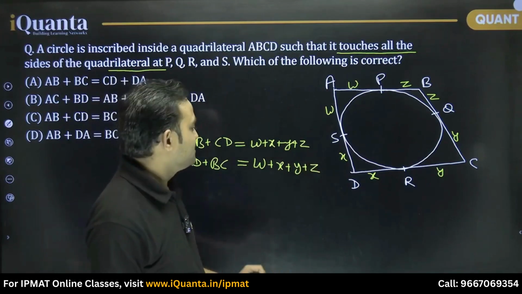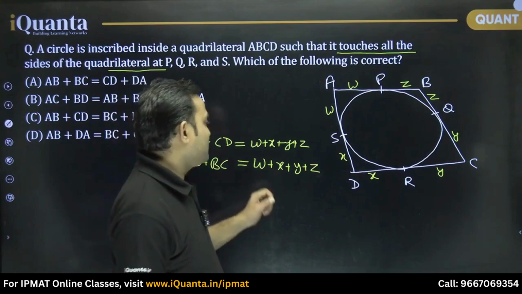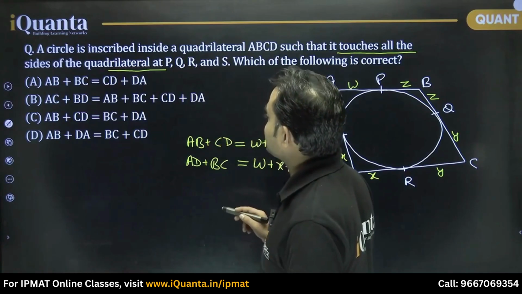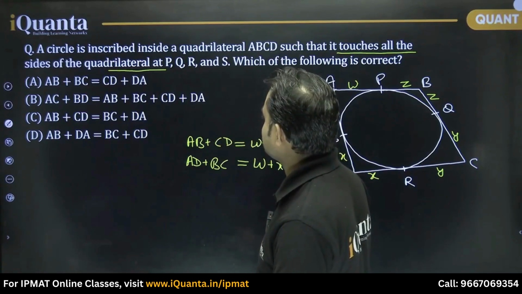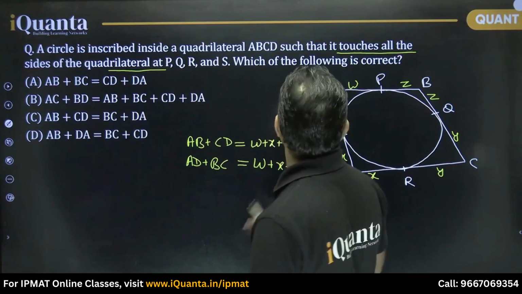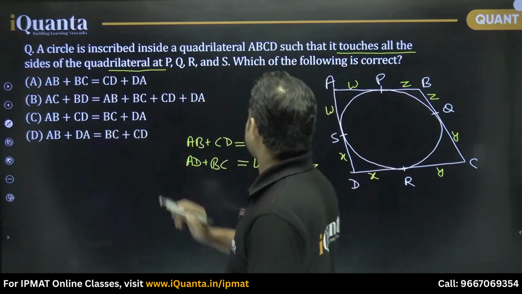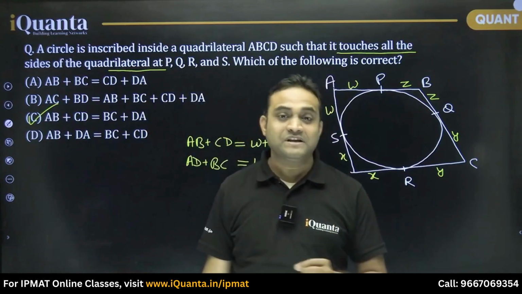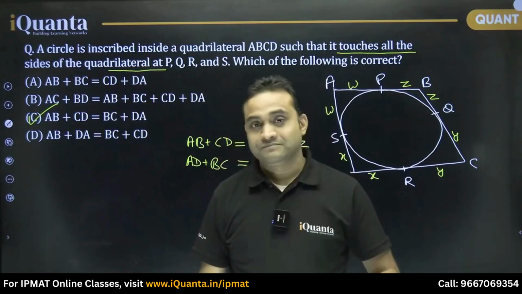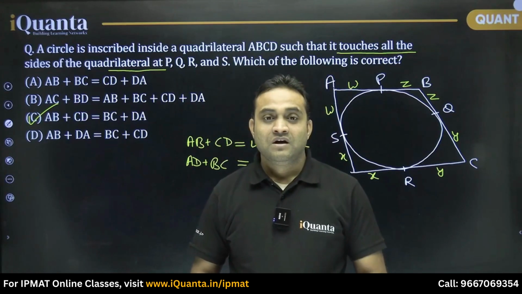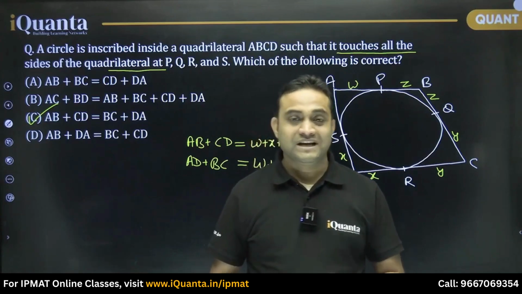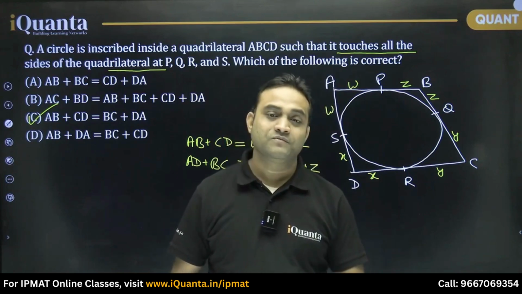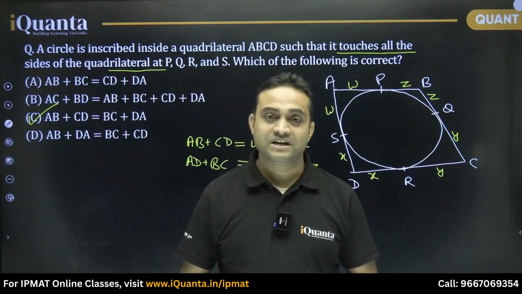So what do we see? We see that AB plus CD is equal to AD plus BC. Yes, that is correct. Option C. So you can remember this concept: in any quadrilateral, if a circle is inscribed, then this is the relation between the sides of that quadrilateral, that the sums of pairs of opposite sides are always equal.